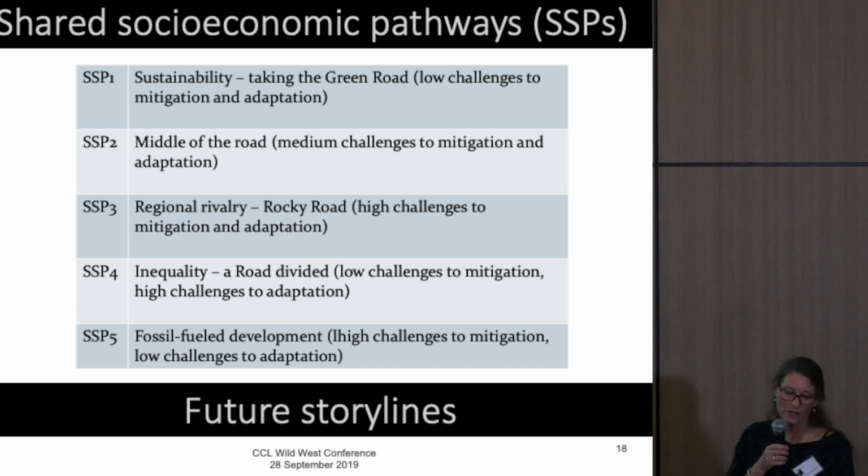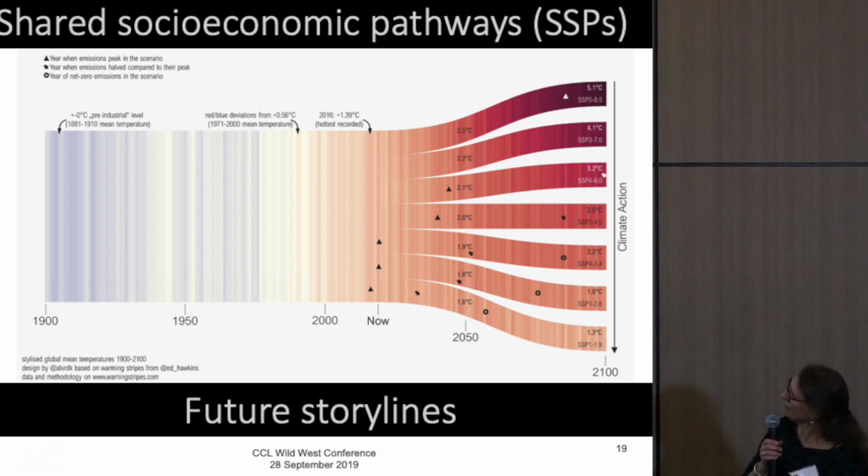Inequality is SSP4. It's of divided roads. It'd be more challenging to adapt, but mitigation might be better. And fossil fuel development is SSP5. Again, these were all put together with the idea that there are choices that would be made in policies that would lead to different outcomes. And so this is sort of a representation of what that would look like temperature-wise.